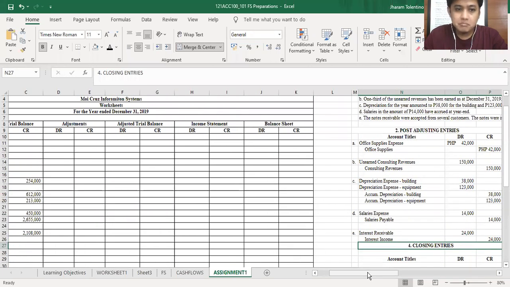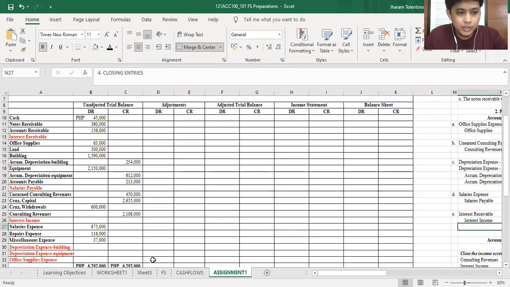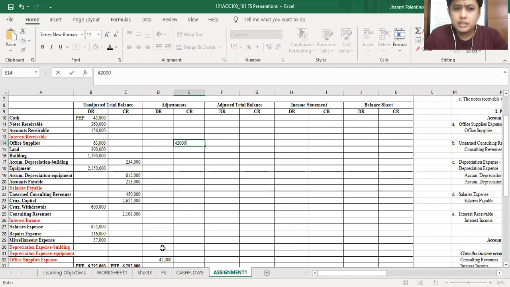So the first one is debit to office supplies expense, credit to office supplies. Okay, so 42,000. So debit to office supplies expense, 42. Pwedeng i-type mo na lang kung ayaw mag-reference. Pwede naman. Hindi naman sinabing gano'n ang gagawin lagi. So debit to unearned consulting revenue, 150,000. Credit to consulting revenue, 150.